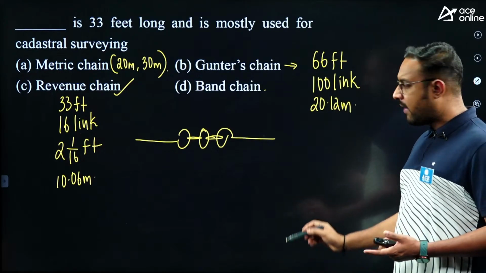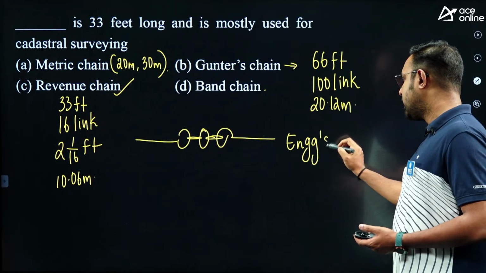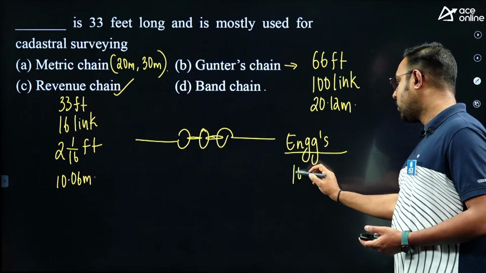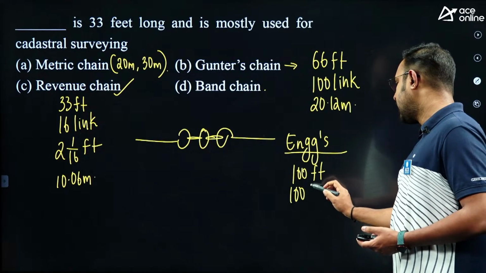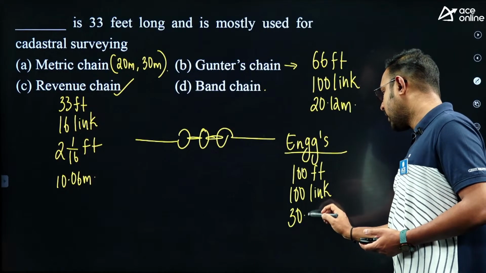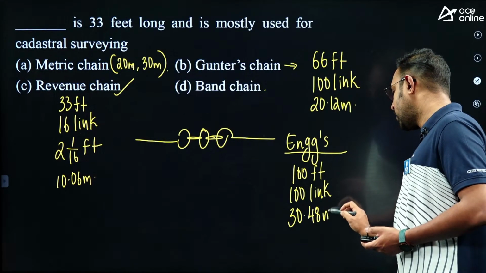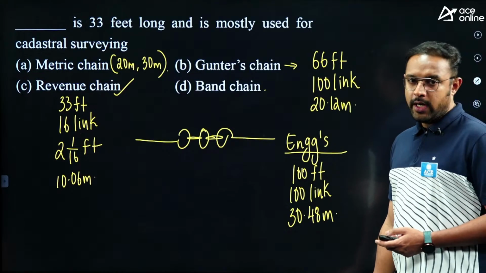One more chain that we have is our engineer's chain. Please study this. Our engineer's chain is exactly equal to 100 feet, and it has exactly 100 links. So each link is equal to 1 foot. Again, if you do the conversion, the length of the chain in meters will be 30.48 meters.